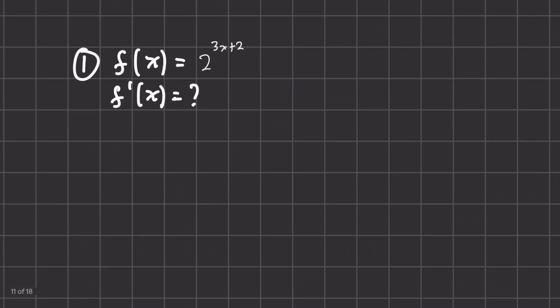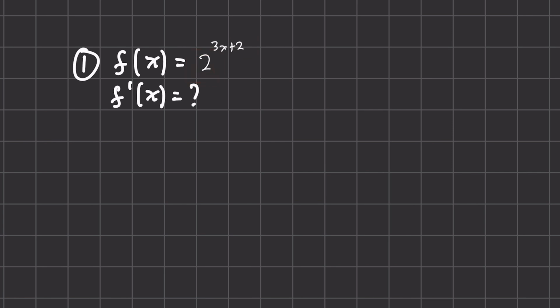So f of x is equal to 2 to the power of 3x plus 2. And we're trying to solve for f prime of x, or the derivative of f. Now here, the most common mistake I see is people try to apply the power rule. The reason that doesn't work in this case is because for the power rule to work, we have some function to the power of something. Could be 2, it could be 3, it could be 4. Problem is that this time our function is what's in the exponent and our base is just a constant.